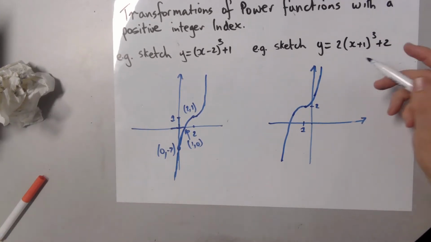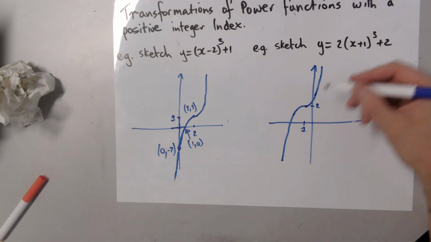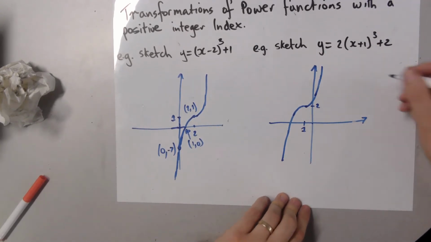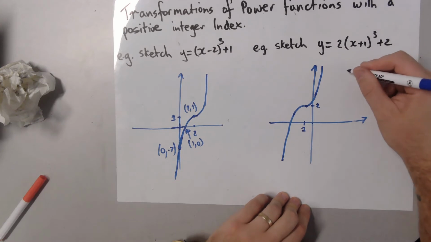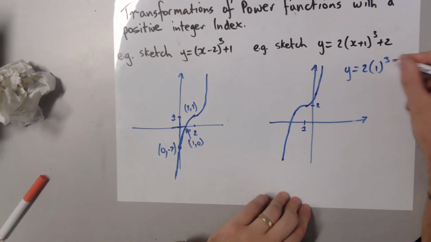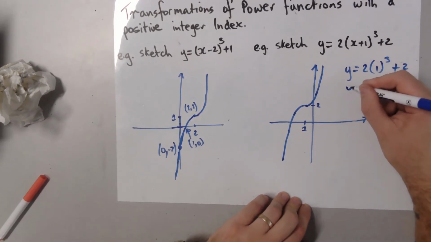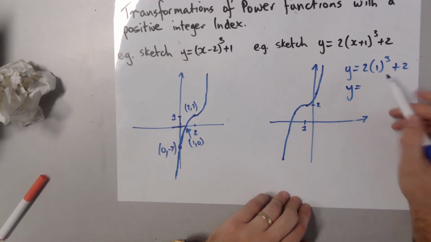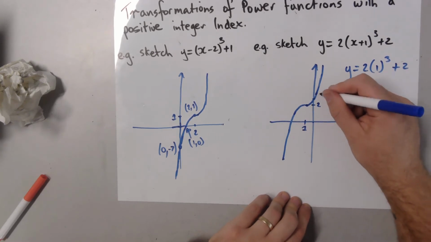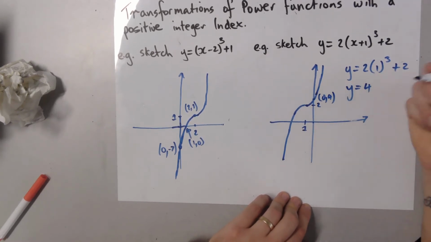Okay, we're going to find our intercepts. We need those anyway, and it's going to take care of our dilation factor. So again, to find our y-intercept, let x equals 0. So y equals 2 times 1 cubed plus 2. Y equals 2 plus 2 is 4. So our y-intercept, my scale is a bit out here, is going to be 0, 4.